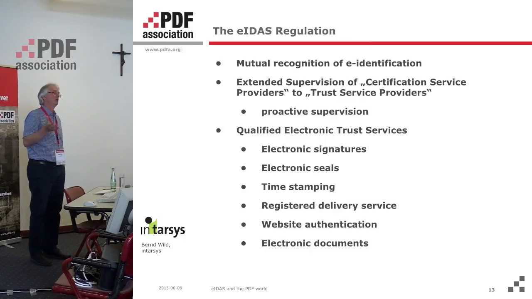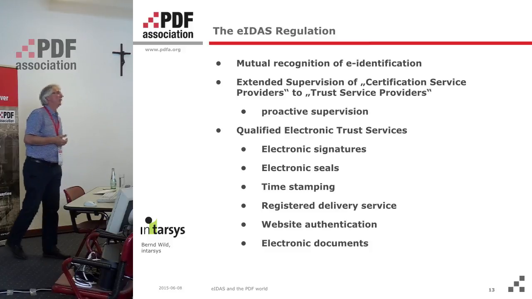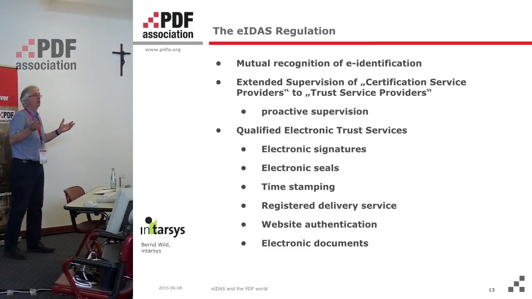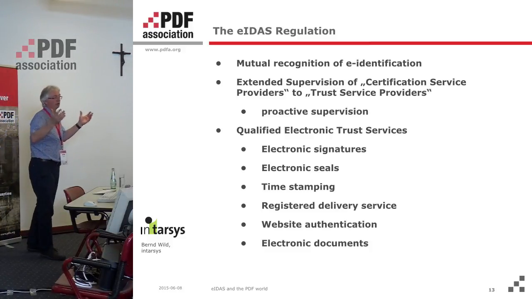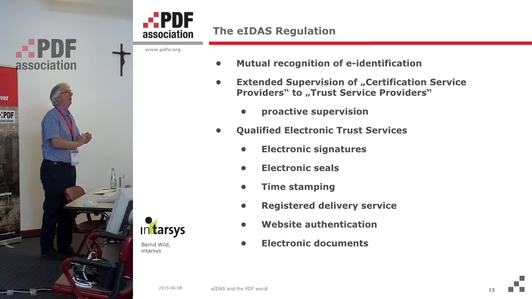At the moment, you can only own or buy a certificate for legally binding signing from a German CA. It's not possible to buy it from a Belgian one, for example. In the future, when this is active, you're free. That means you can go, for example, to a Polish CA and buy a certificate for qualified electronic signing.